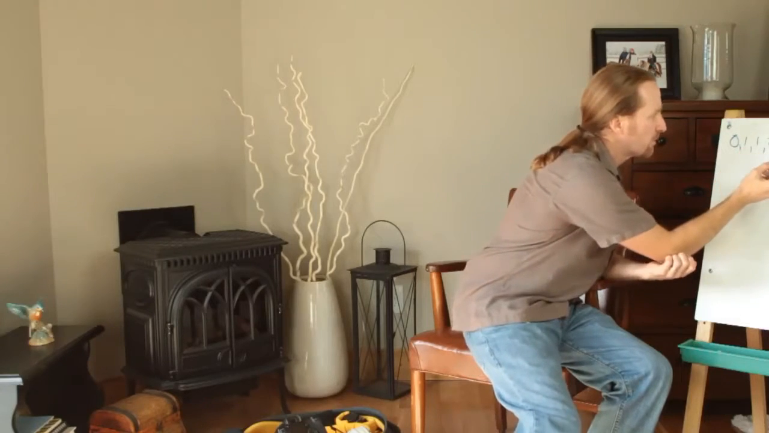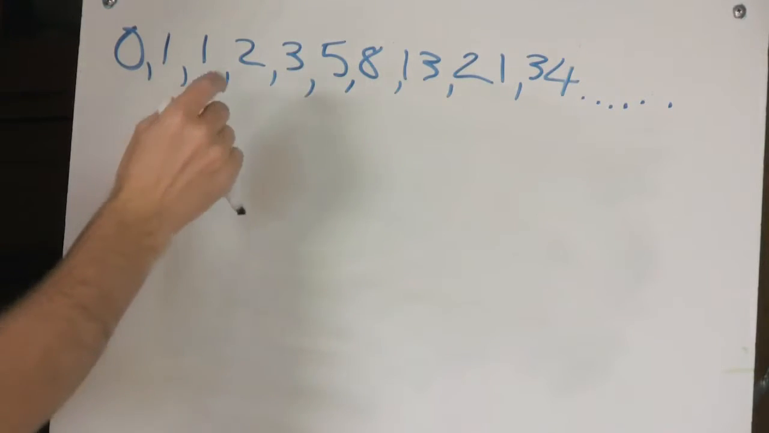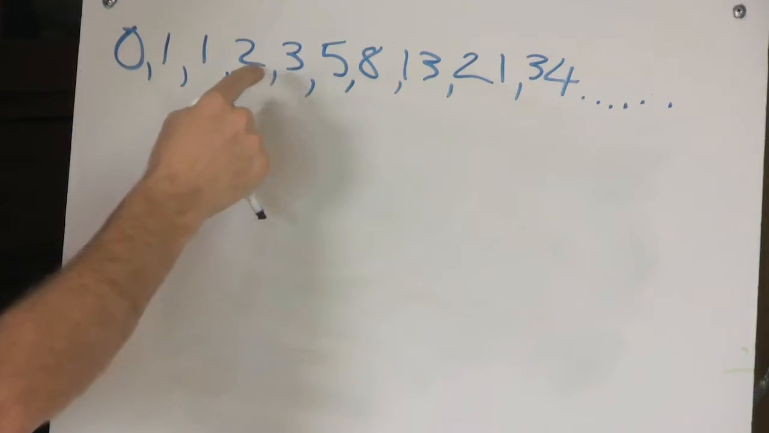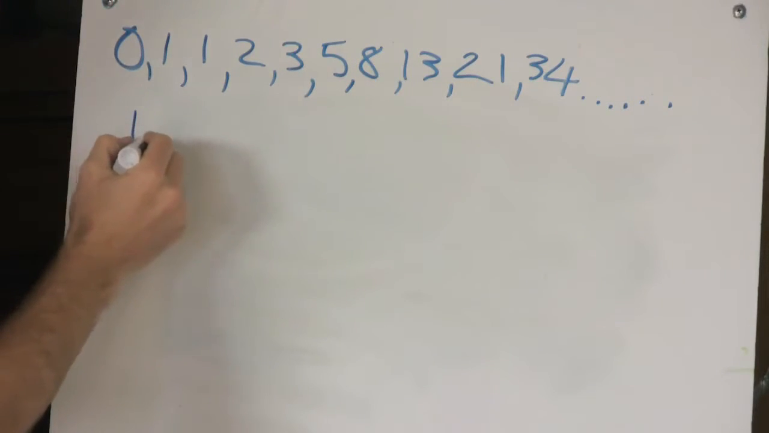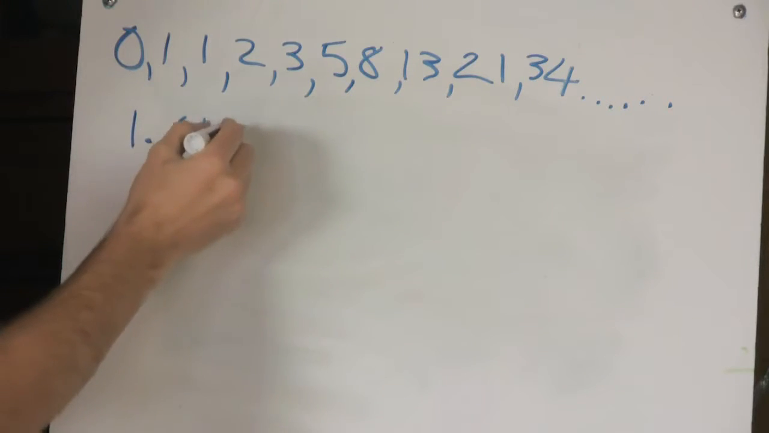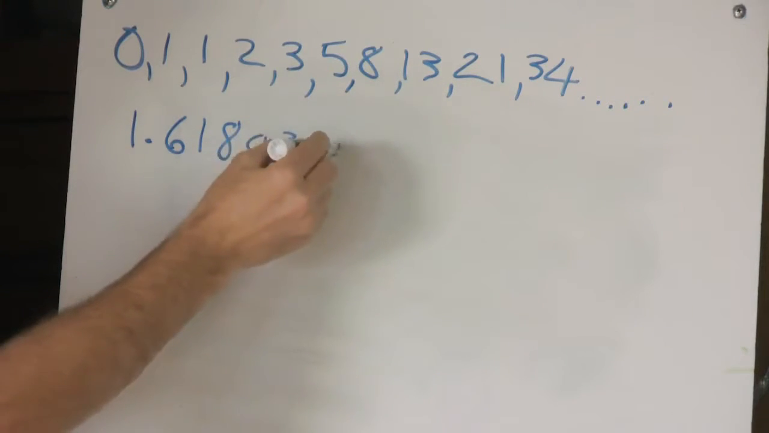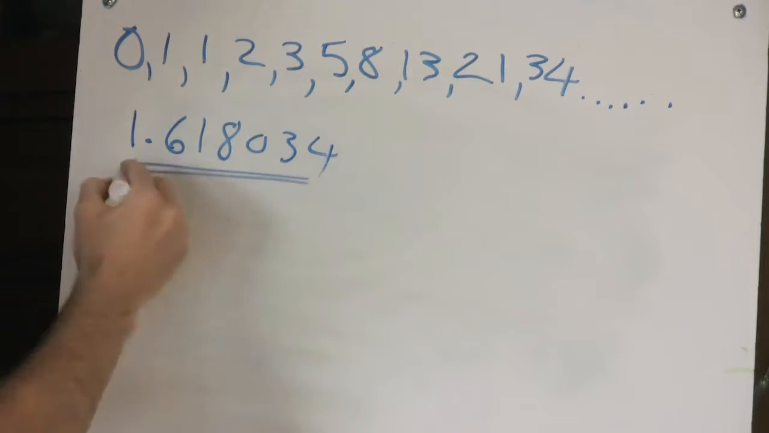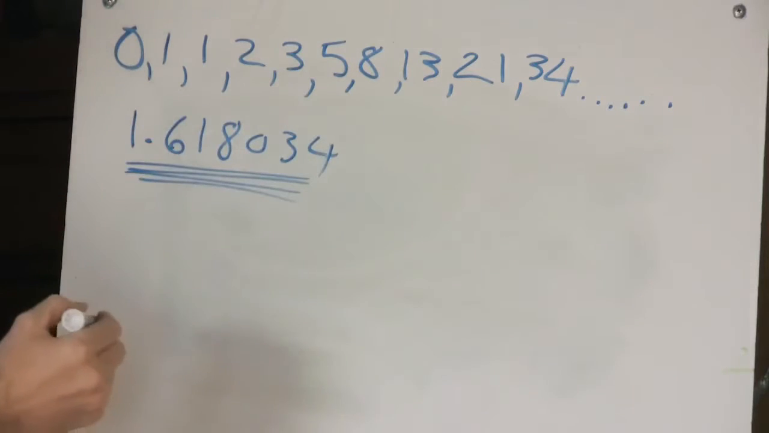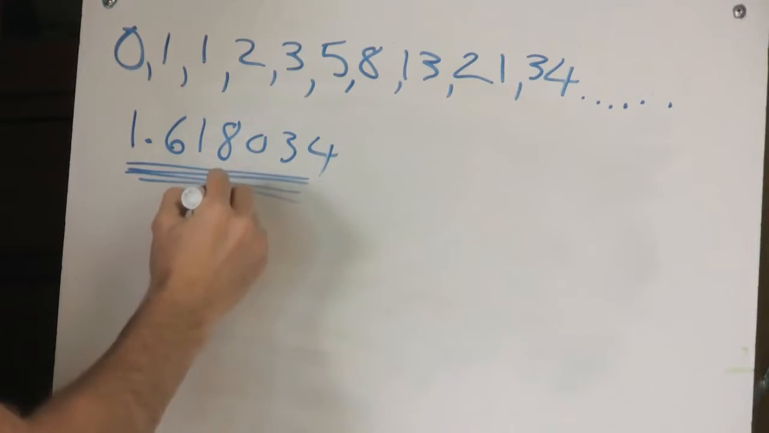And what Fibonacci found is as the sequence gets larger and larger, the ratio of one number to the one before it starts becoming 1.618, and a few more decimals like 0, 3, 4. So as the sequence goes on, it gets closer and closer to this number, and it was given a Greek letter, phi.